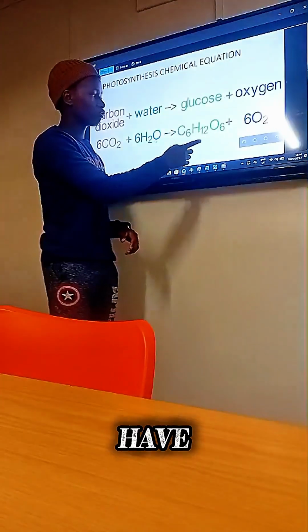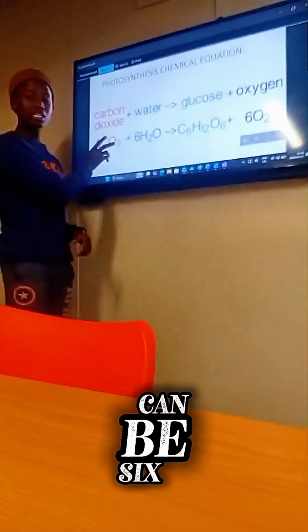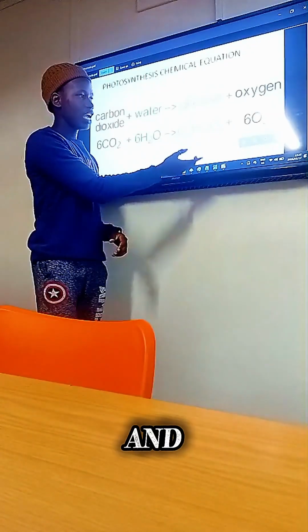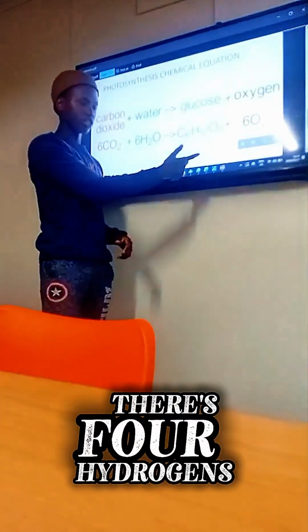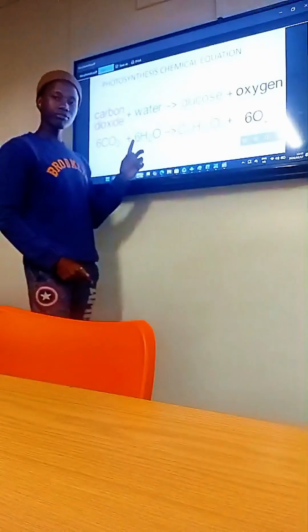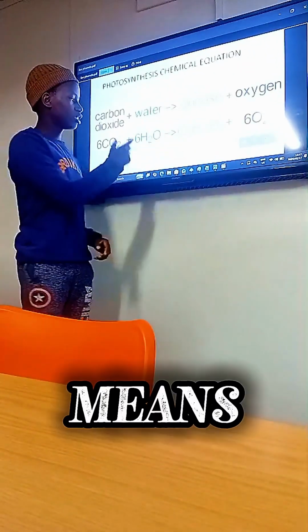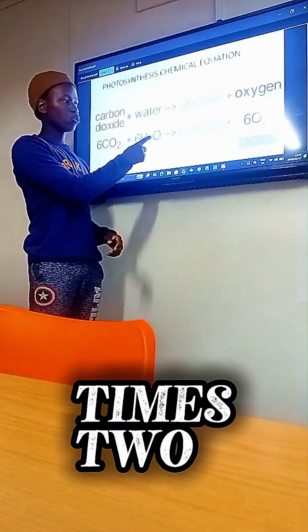So with the 6 carbons, we have to come back and put the 6 so that there can be 6 carbons on the left, as there are 6 carbons on the right. And then we go back to the hydrogens, 12 hydrogens. We need to come back and make sure that there is an equal number of hydrogens on both sides, which means we put the 6 times 2 is 12.